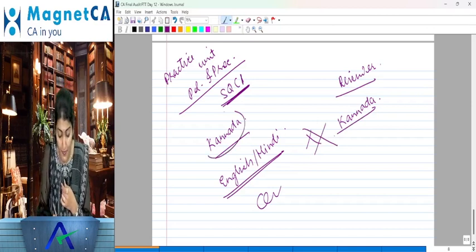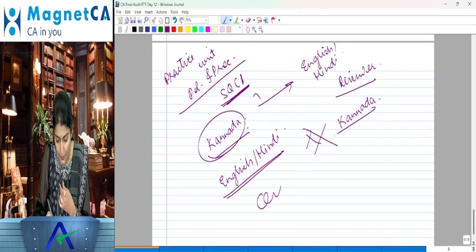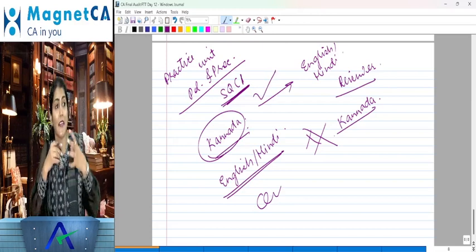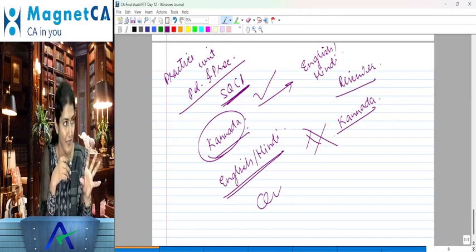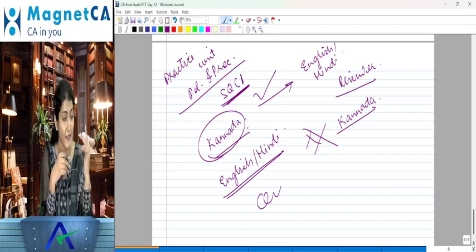No. But if they are in Kannada and he says please translate them to English or Hindi and give it to me, then will you have to give it to him? Yes. If they are in any other language other than English or Hindi. You understand? If they are in any other language other than English or Hindi and the reviewer is requesting that please give me a translation, then should the practice unit give such translation? Yes, it is the obligation of the practice unit. Are you able to follow this, everyone?